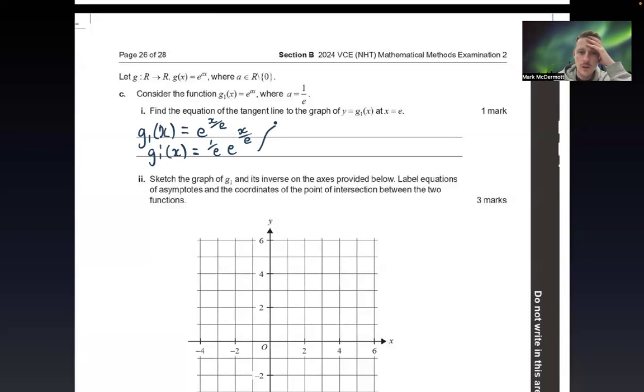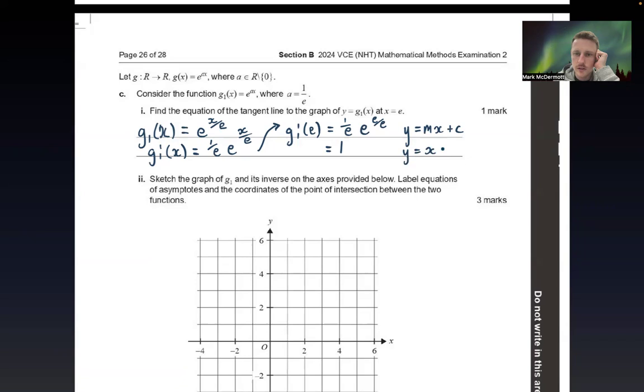We want to know what the slope of the tangent line is at x equals e. So what we're going to get is 1 on e multiplied by e to the e on e. Well, e on e is just 1. So it's 1 on e times e, which is just 1. So we know y equals mx plus c. We know the gradient now is 1, so we've got y equals x plus c.